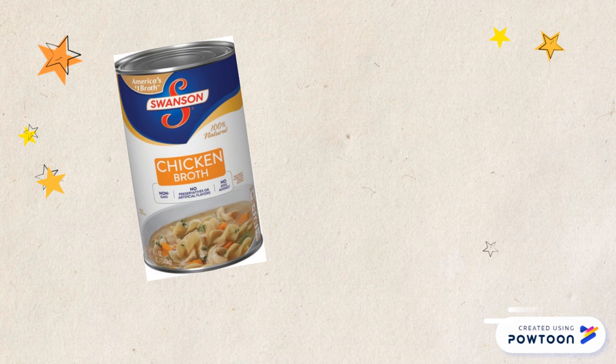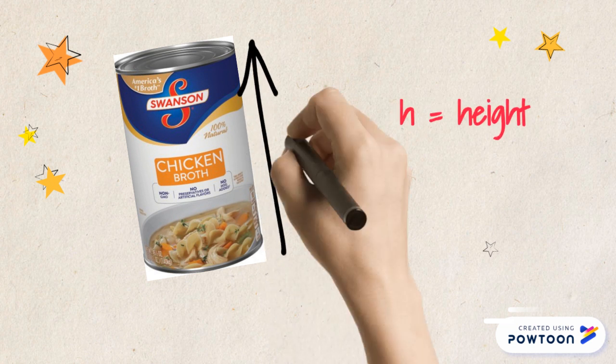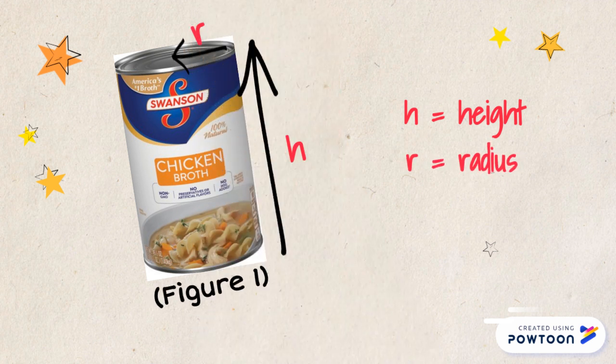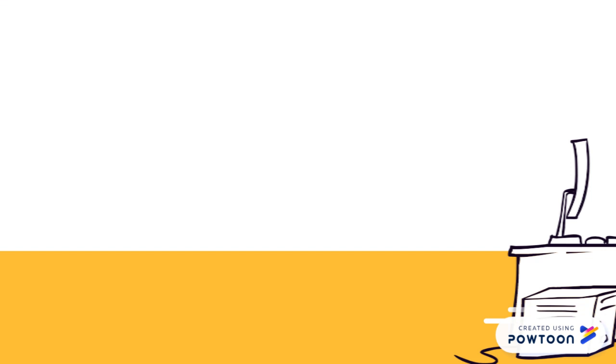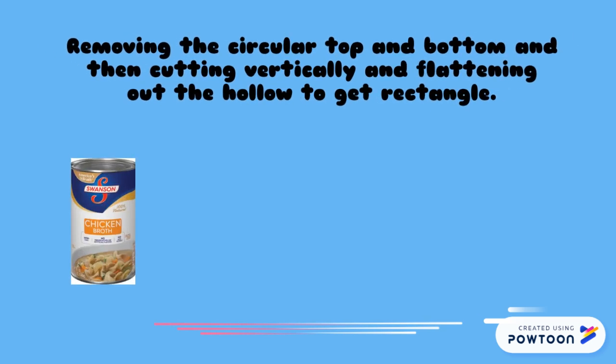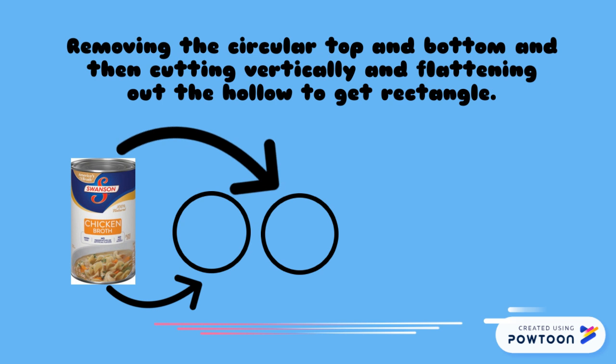We are asked to find the dimensions of the cans. It is traditional to take as the dimensions of a cylinder the height h and the radius of the base r, as in figure 1. Imagine removing the circular top and bottom, and then cutting vertically and flattening out the hollow cylinder to get a rectangle, as shown in figure 1.